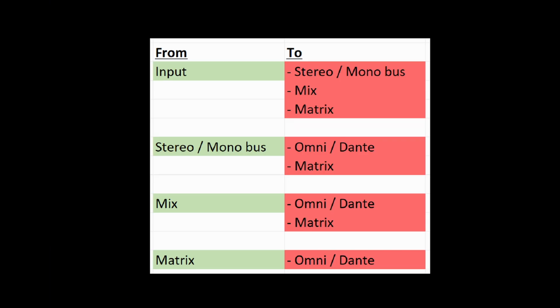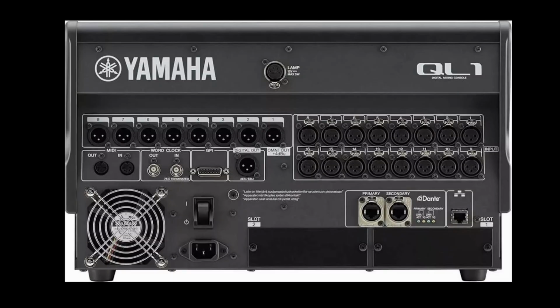We've covered the input going to a stereo or mono bus by clicking on the stereo or mono button. We've also covered sending an input to a mix or to a matrix. Returning to our table, in the middle we have the next part of our signal path, which is sending a stereo or mono bus either to an Omni or Dante output. So there are 8 Omni outputs, or however the Dante is configured, typically 32 potential Dante channels.